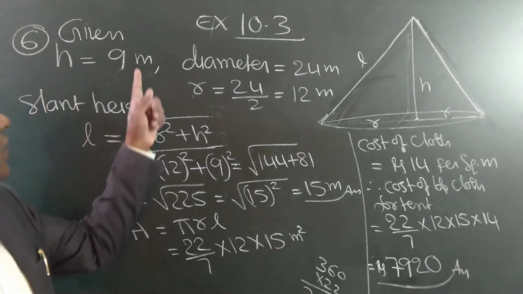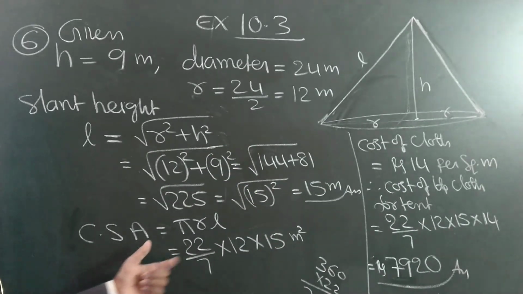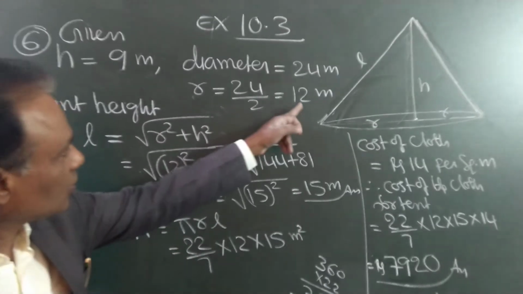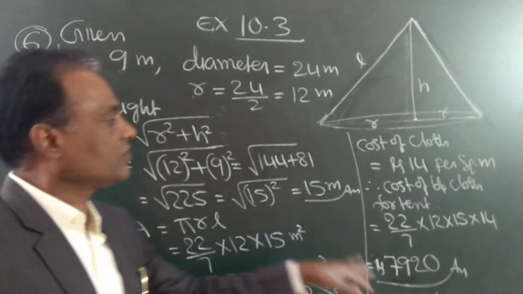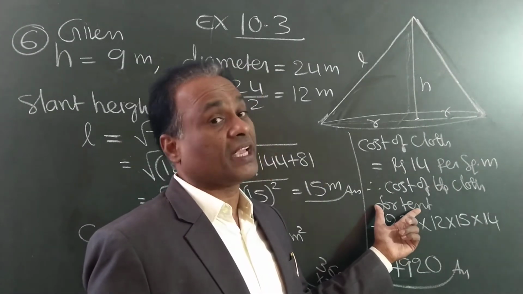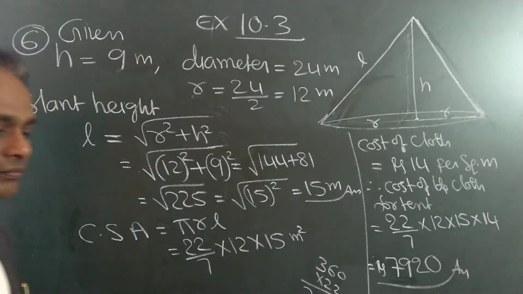In these, we asked root of r square plus h square formula, and we got 15. Curved surface area formula pi r l. Pi is 22/7, r is 12, l we just got. This is the value. Multiply it with 14 to get the total cost of the cloth required to make the tent. 7,920 rupees. That's all.